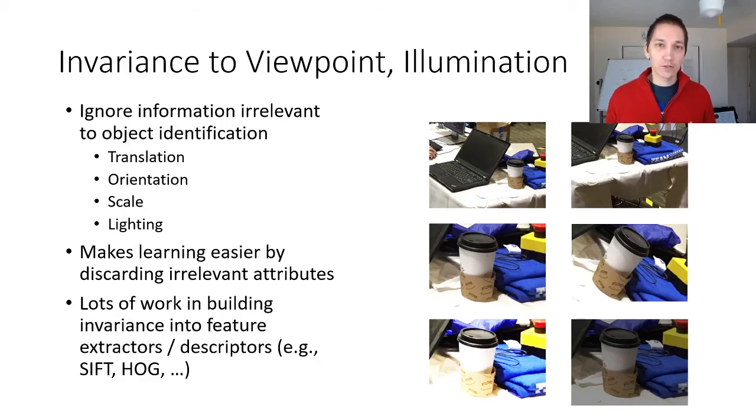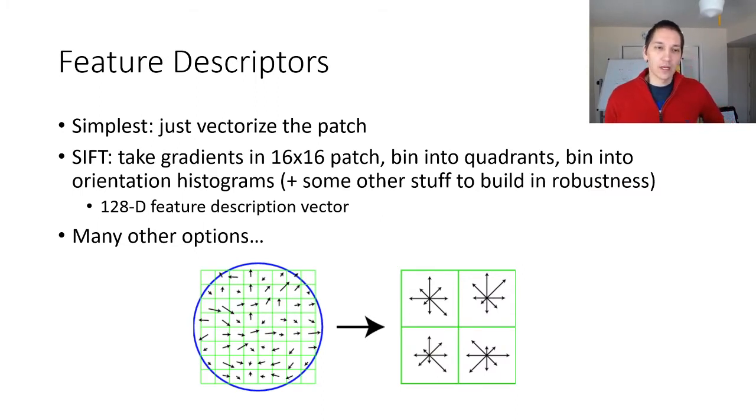Many of these feature descriptors, including SIFT, HOG, ORB, etc., try to represent what the image looks like in the patch around a given feature in a way that lets it identify the same object under a variety of different conditions. As an example, rather than just vectorizing the patch of pixels, SIFT, which stands for Scale Invariant Feature Transform, does a procedure that is more sensitive to the gradients of the image in that patch. It takes a 16 by 16 patch, takes the gradients of the image in those patches, bins them into quadrants and then into histograms, and does some other steps to build in more robustness. In the end, you get a 128-dimensional feature description vector, which is invariant to certain scaling and lighting transformations.